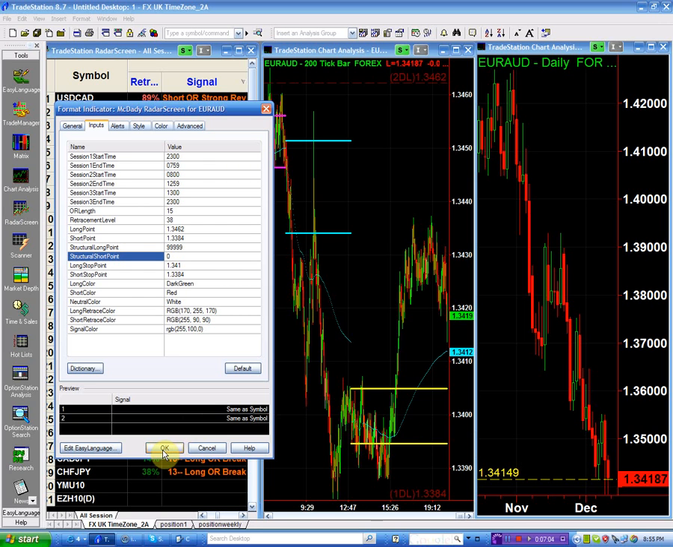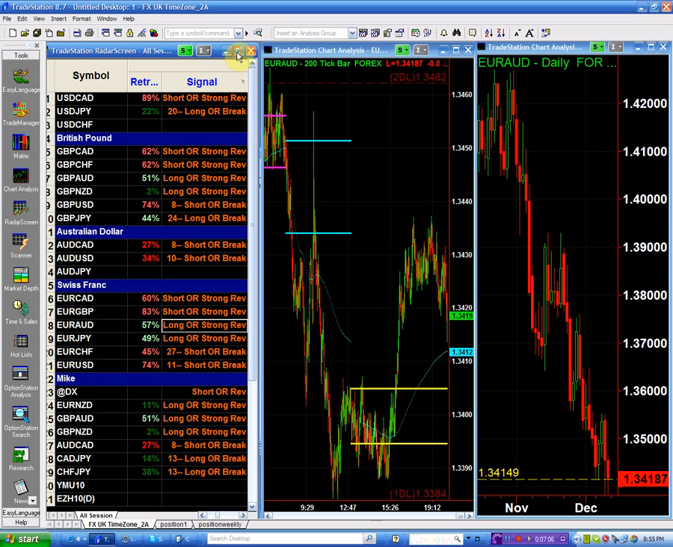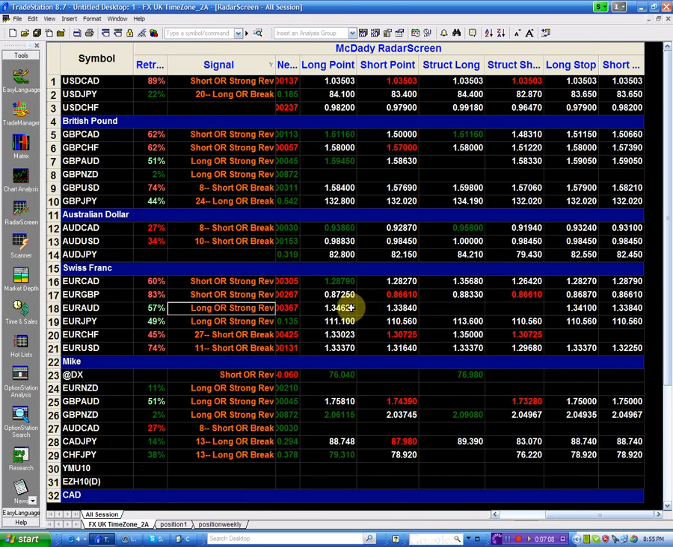All right, and this is the Euro Aussie. You want to take it short below, primarily below 133.84. The structure low is air, there's nothing underneath it, and your stop on the short is 133.